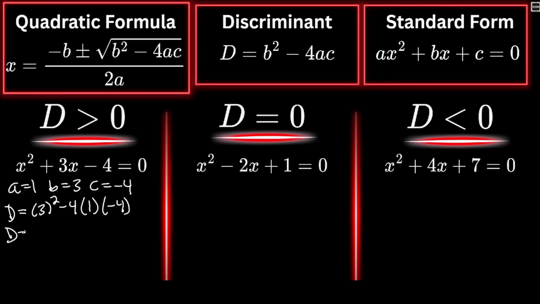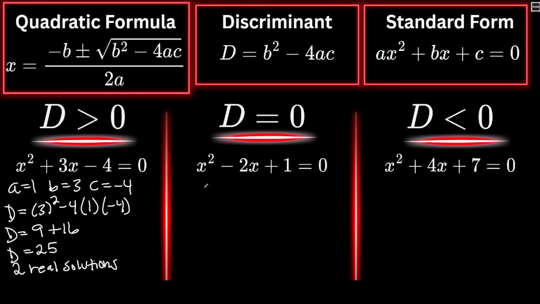So the discriminant would be equal to 3 squared, which is 9. 1 times negative 4 is negative 4. Negative 4 times negative 4 would be positive 16. So the discriminant is equal to 25. Since the discriminant is greater than 0, that means we have two real solutions.